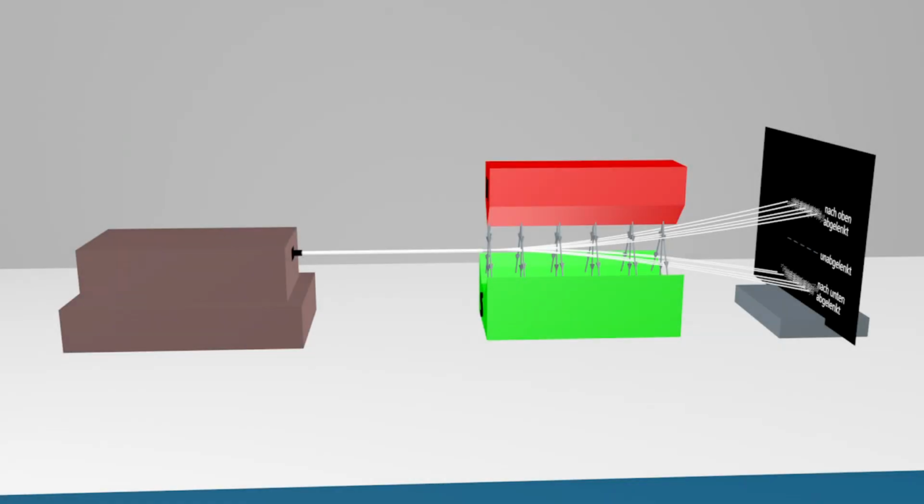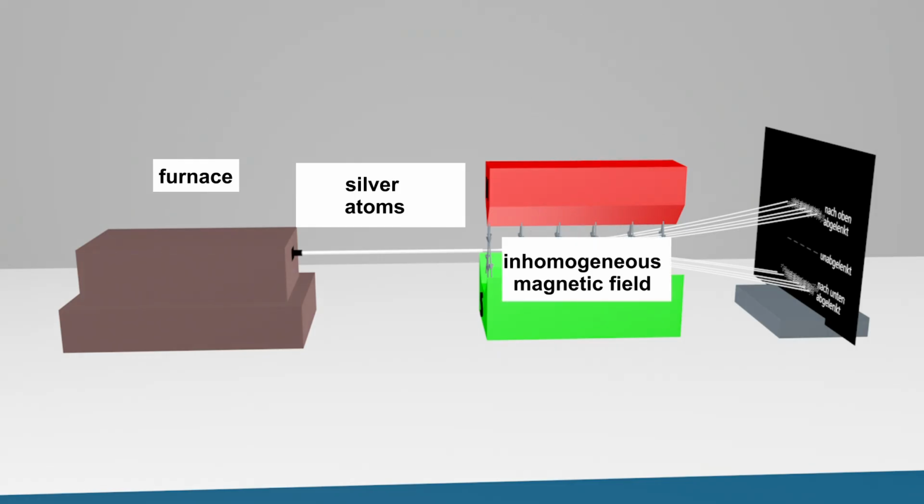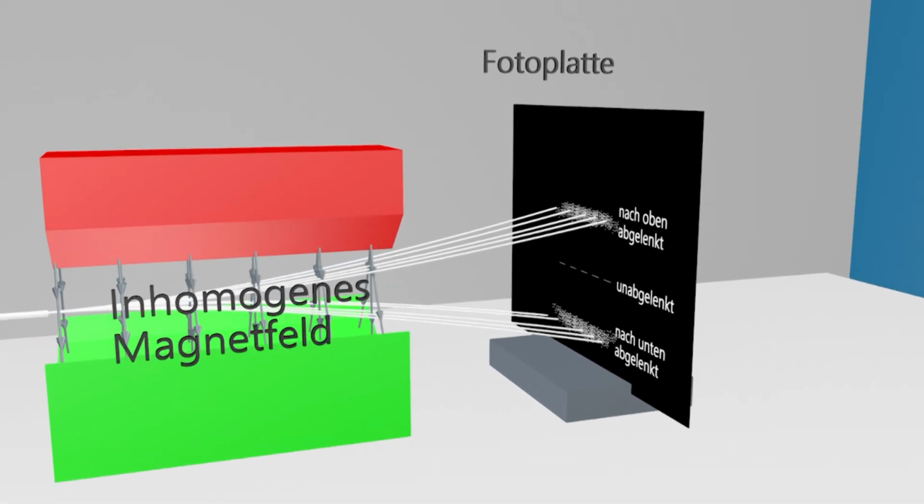Hi everyone! This video is about the Stern-Gerlach experiment. In this experiment, silver is heated so much in a furnace that it becomes gaseous. A few individual silver atoms leave the furnace through a small aperture in the direction of an inhomogeneous magnetic field. Behind the magnetic field there is a photoplate which the silver atoms hit and leave an imprint. The result is that the silver atoms are deflected either up or down.